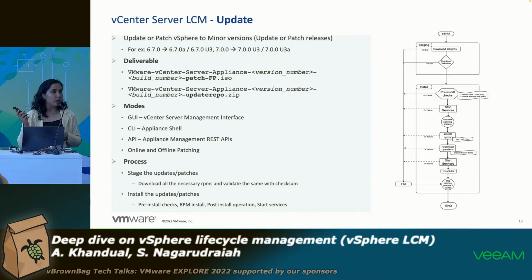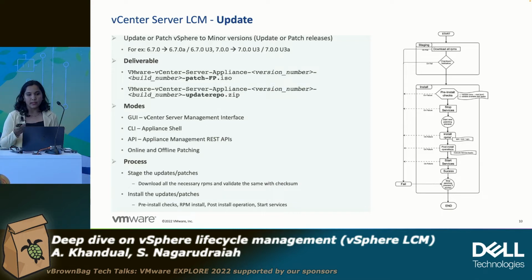So basically there are 3 modes of deployment. One is through the GUI, which is the virtual appliance management interface, commonly called VAMI, which runs on port 5480. For CLI, we have our software-packages tool, which is entirely available for you to do your patching. And API is done through the publicly available APIs.